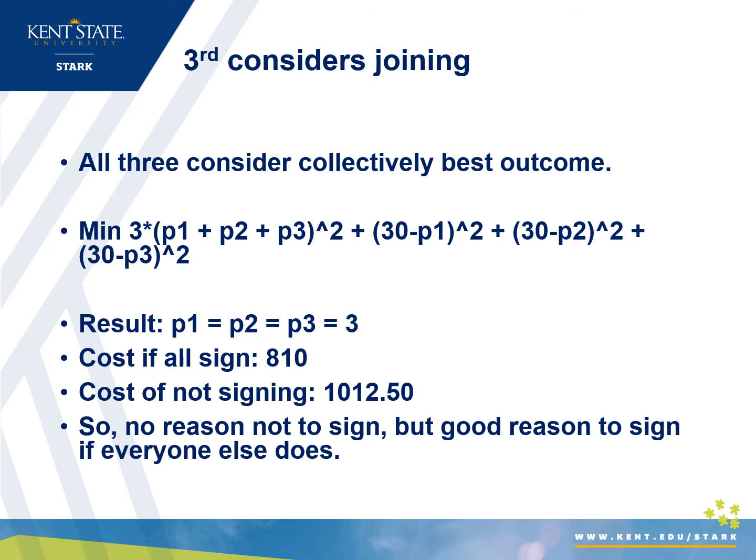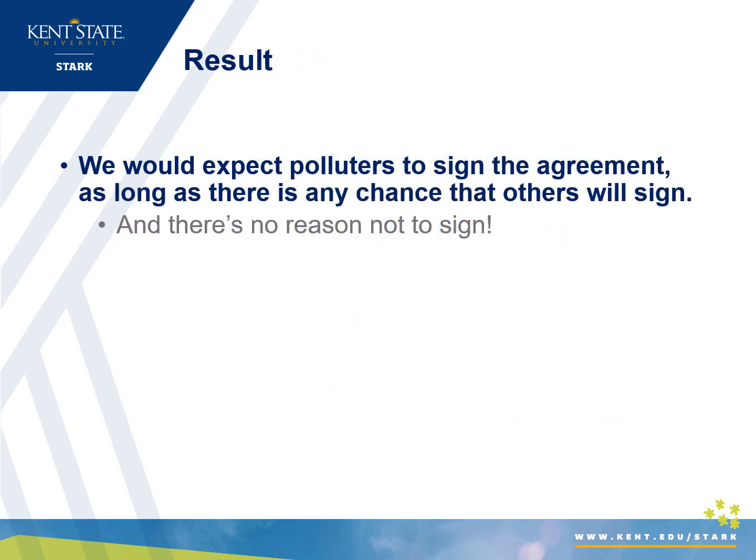So there's no reason not to sign for anybody. Everybody has a good reason to sign if they think everybody else is going to. So we would expect everyone to, in fact, be willing to sign and to create this good outcome. The end result is that we would expect polluters to sign the agreement as long as there's any chance that the others are going to sign as well. And even if there is no chance the others are going to sign, there's no reason not to. So it might be that there's some kind of external things we're considering, not just the cost of pollution itself.